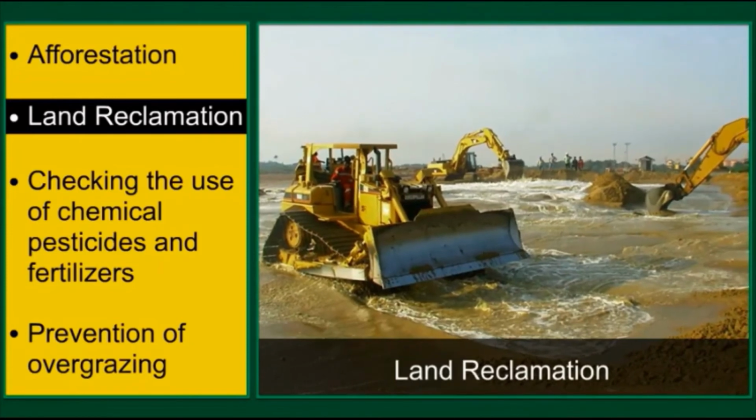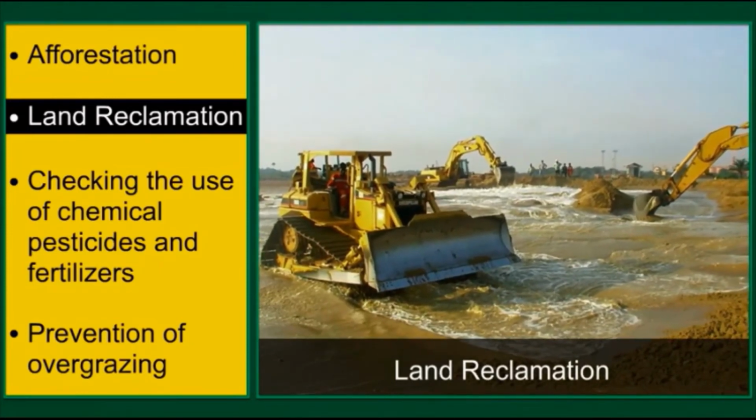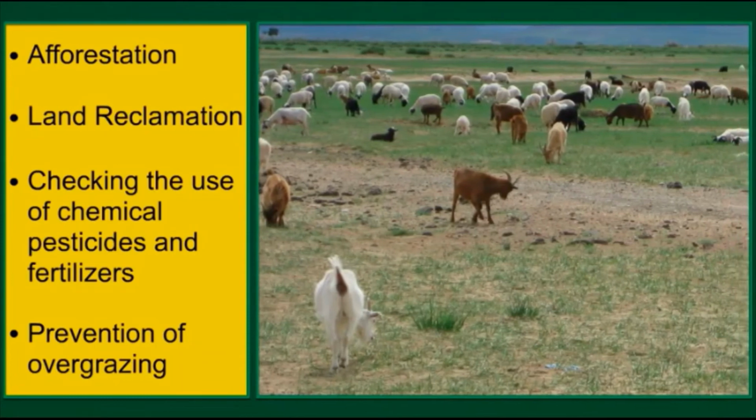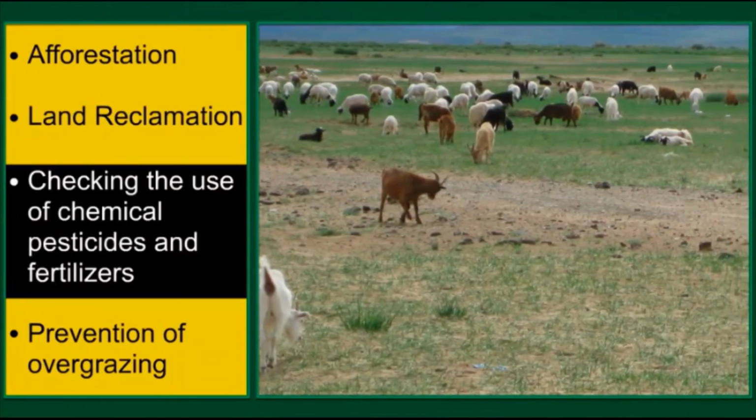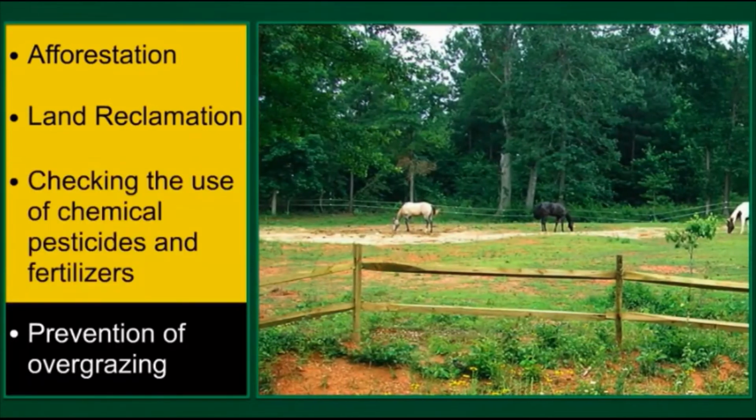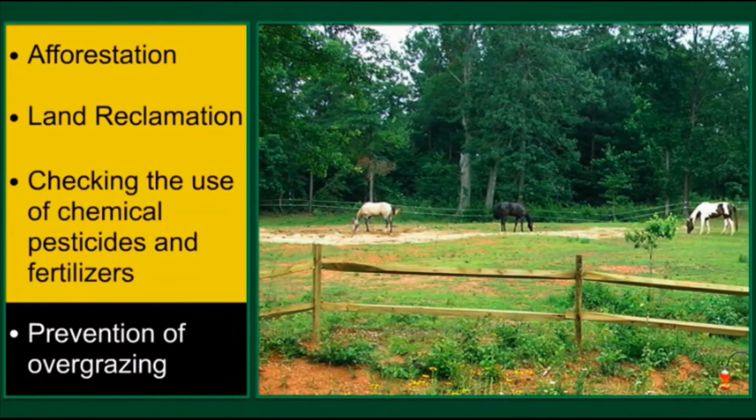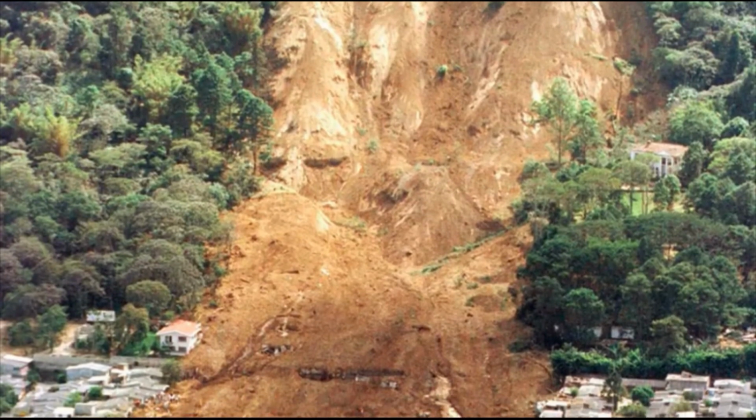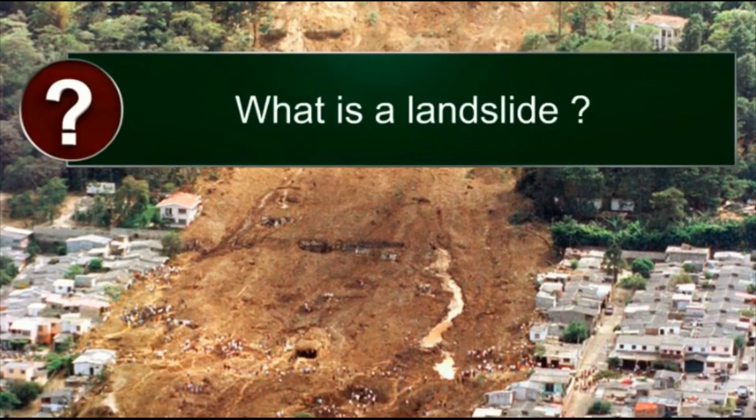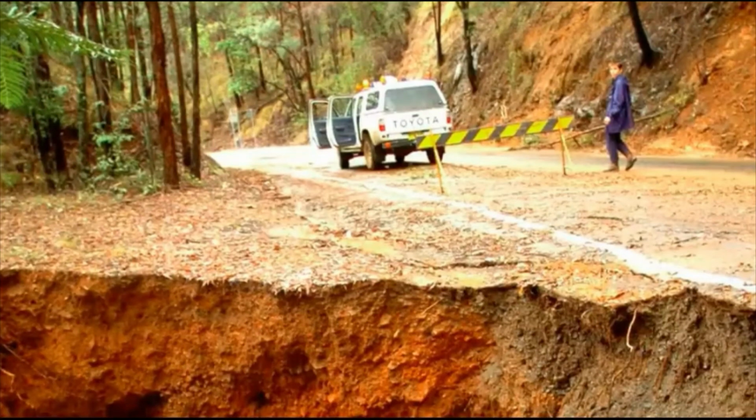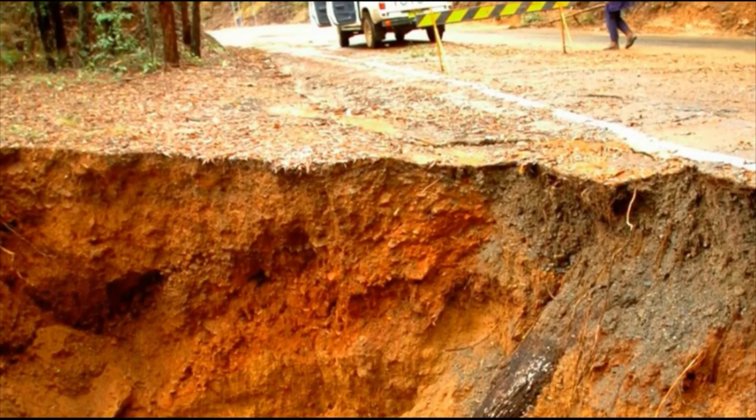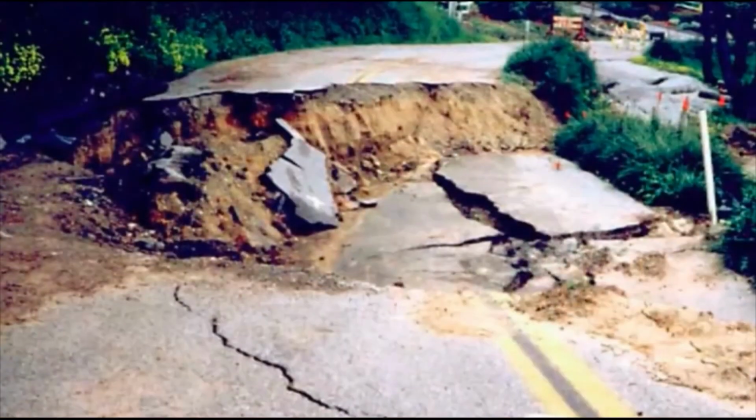Land reclamation also involves land restoration by removing some of the adverse effects of land degradation. For farmers, an important measure is to check and regulate the use of chemical pesticides and fertilizers and prevent overgrazing. Let's look at one of the major environmental threats resulting from land degradation: landslides. What exactly is a landslide? When rock, debris, or loose earth move down a slope in a huge mass, it is termed as a landslide.